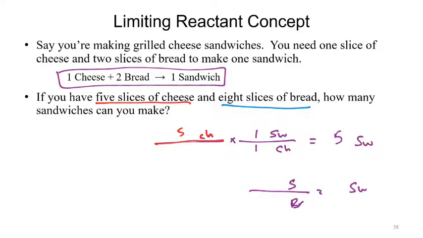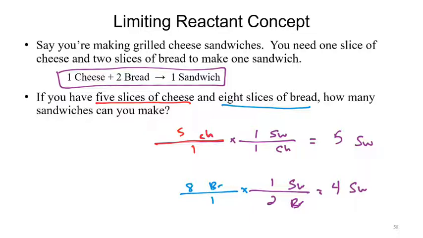If we switch this up and now say how many sandwiches could I make given slices of bread, we'll again make some abbreviations. From our balanced chemical equation, 1 sandwich is 2 slices of bread. From our given information, we know 8 slices of bread. And if we set up our calculation correctly, we come to the answer of 4 sandwiches. So what we would acknowledge is that we can make at max 4 sandwiches. We can't make more than that.